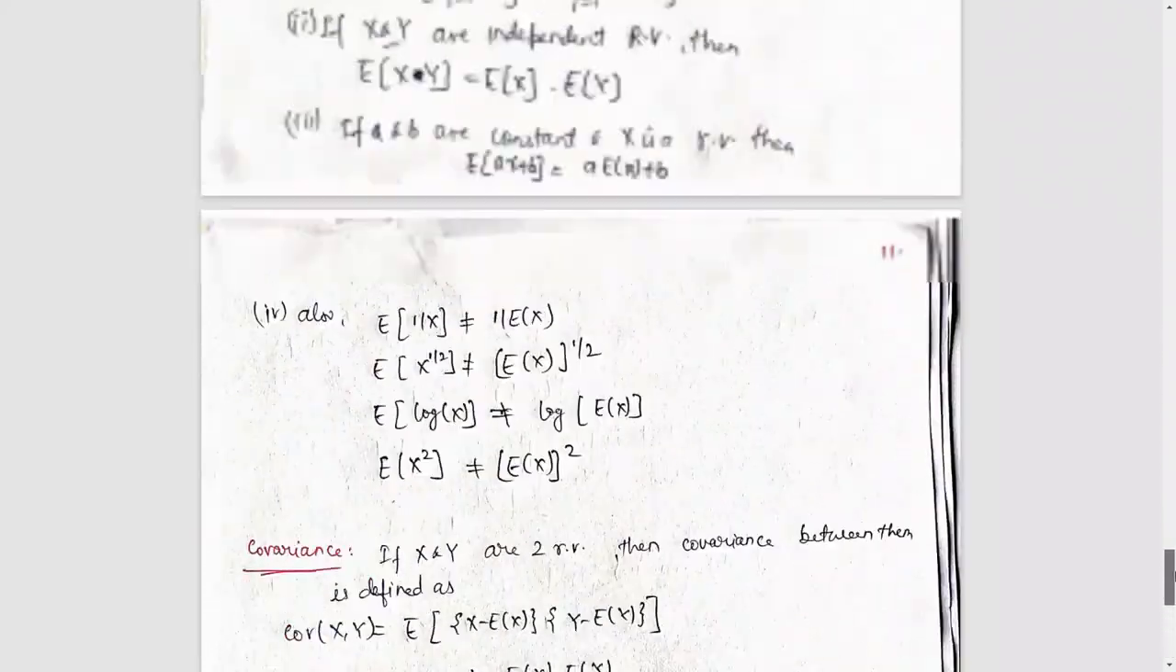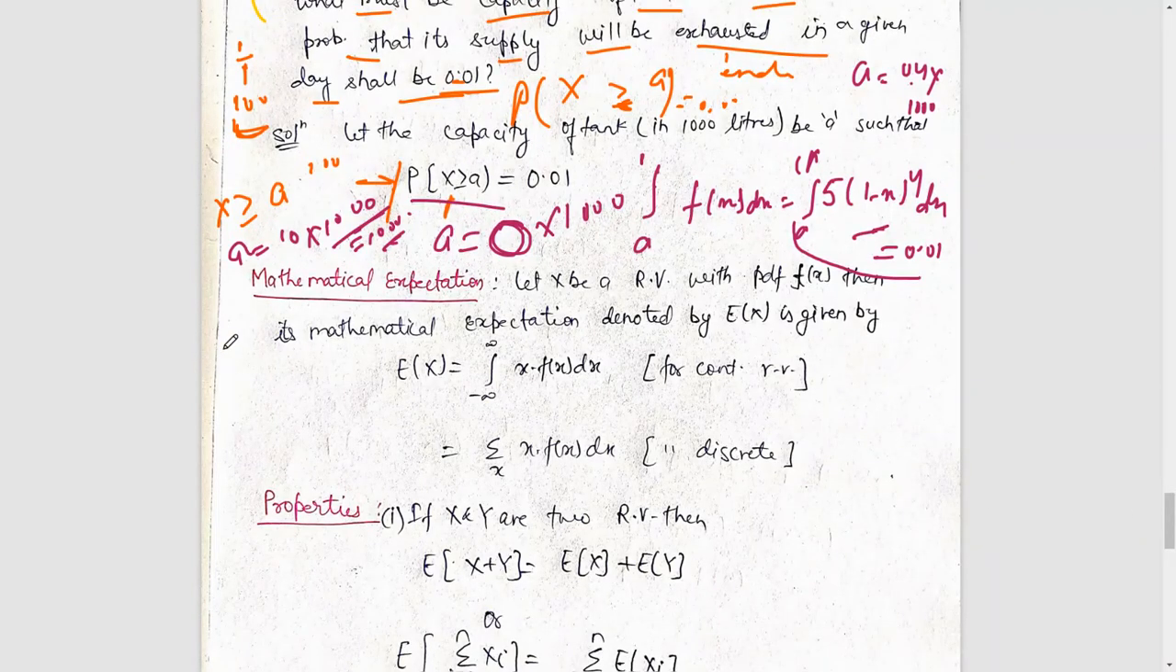Okay, so from the next part we will touch some topics of mathematical expectation, and then we will start the standard distributions. Mathematical expectation means expectation of x or variance of x. These types of things we will see. Covariance, correlation, some simple definitions we will see, and from the next class we will start the standard distributions.